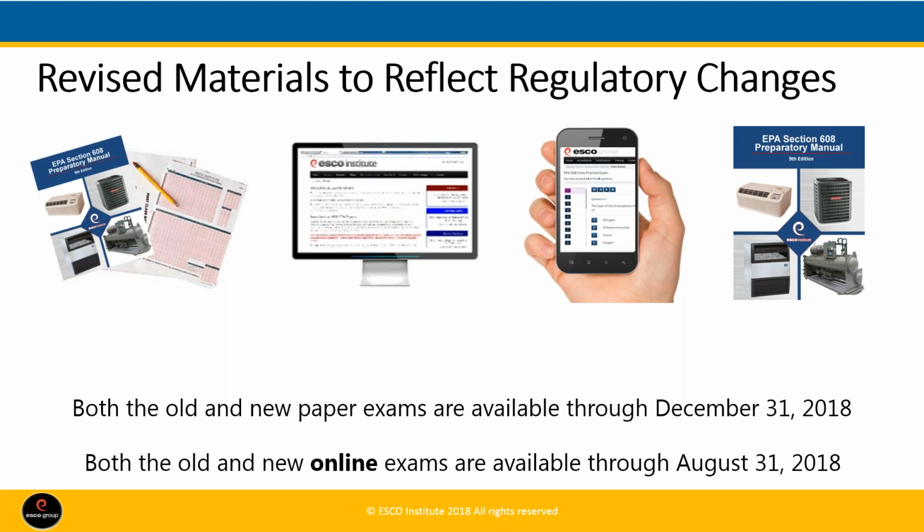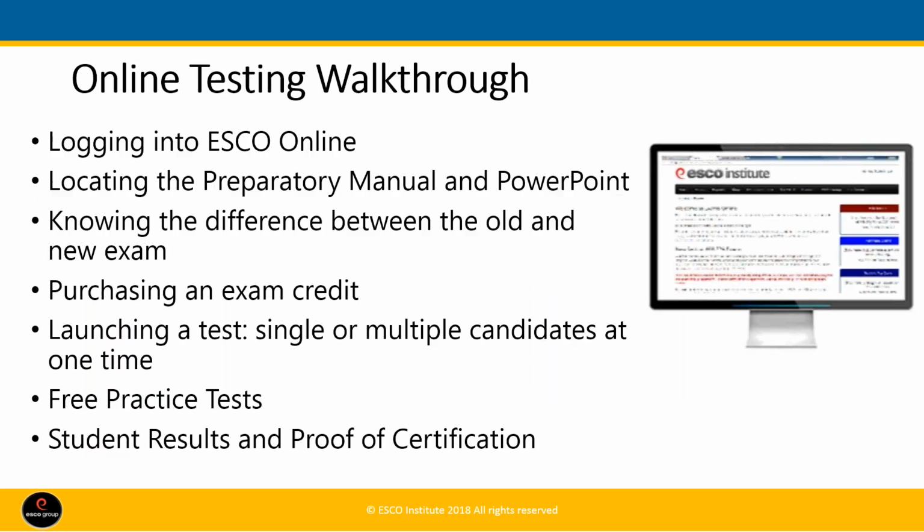Both the old and new exams will be available online through August 31st of this year. On the September 1 date, we will be automatically converting any existing online exam credits for the 608 exams to the new test. If you have existing credits on your account and you would like them converted sooner, please feel free to contact us. We'll be happy to get you swapped over to the new test sooner.